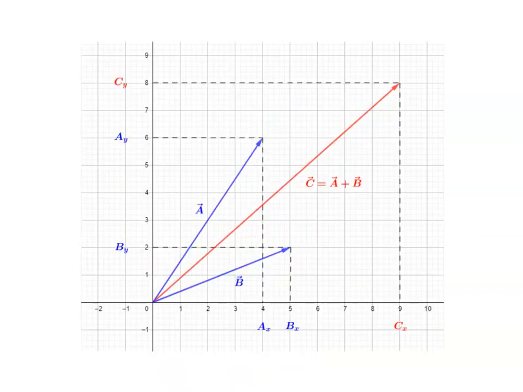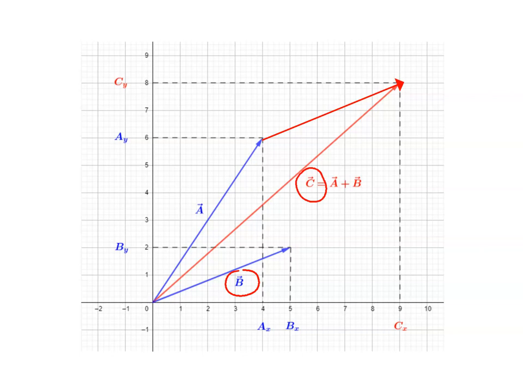Where vectors are concerned, we know that adding vectors graphically is a matter of connecting the tail of one to the head of another, giving us what we call a resultant. For example, here we can take vector b, connect it to the end of vector a like this, and that will give us the resultant c.